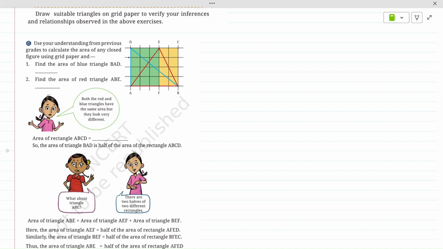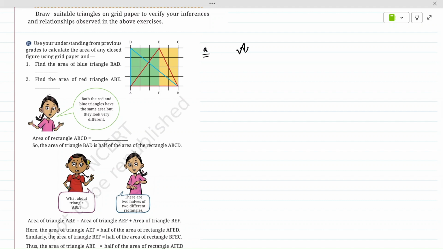So if we see this triangle, you can do it in two ways. The first way is, if you see the complete rectangle ABCD, then this triangle BAD is half of this complete rectangle. So one way to do it is to find the area of the rectangle and halve it. Half of it will give us the area of this triangle. Okay, so this is the first way. Let's do it this way first.